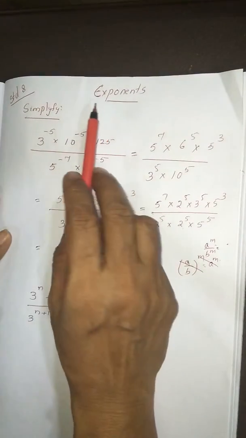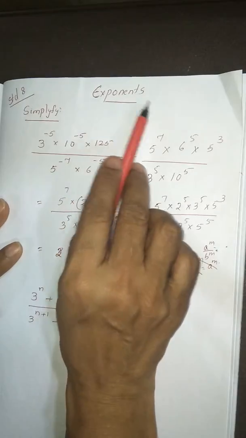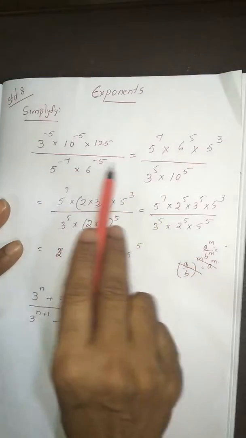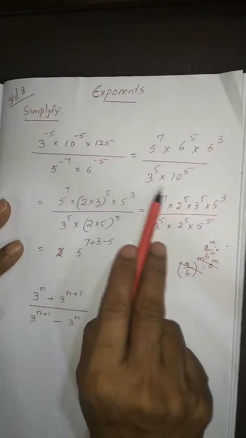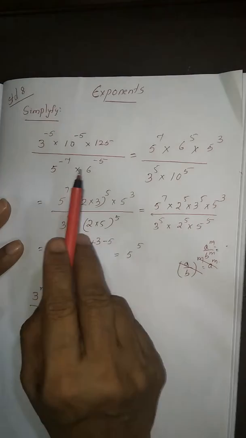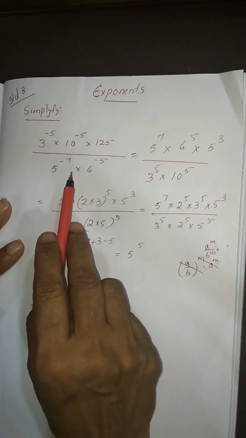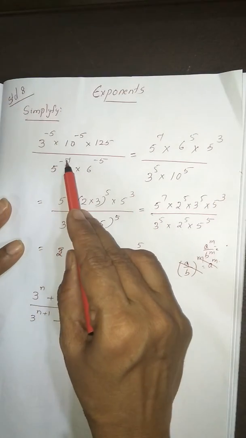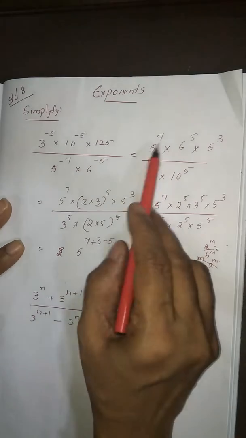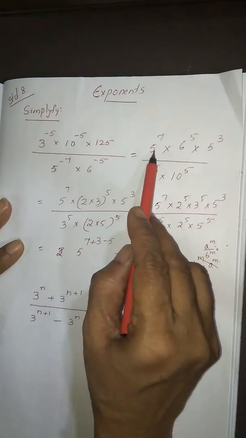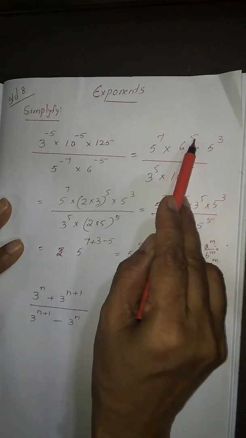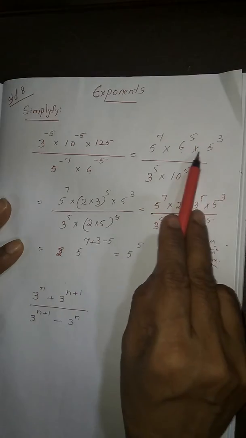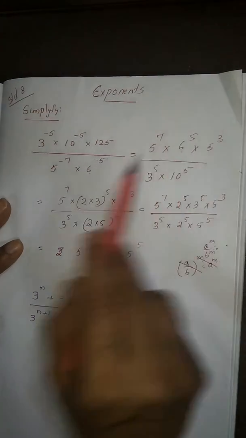Hello, the chapter that we are going to do is exponents, and we are going to simplify this expression. So here first we will convert the negative exponents to positive exponents. So 1 by a to the power of minus m will become a to the power of m. So this 5 to the power of minus 7 in the denominator will come to the numerator and will become a positive exponent. So 5 to the power of 7, 6 to the power of 5, and this 3 to the power of 5, and this both will come down, and 125 we can write it as 5 cube.